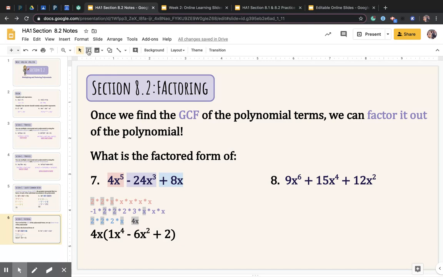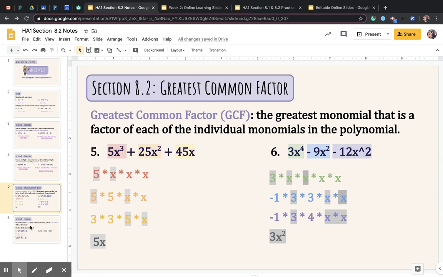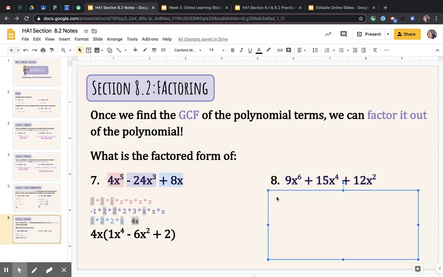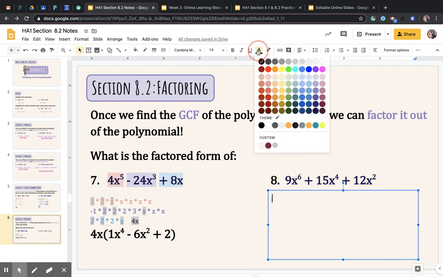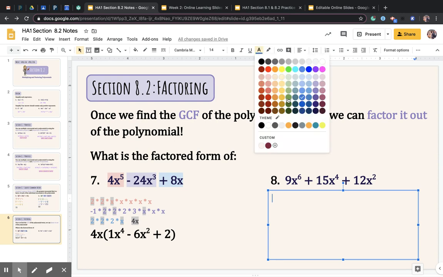So let's do one more. I'm going to add a text box. I'm going to leave it at size 14. I'm going to keep it small, so bear with me. I'm just going to use one color. I'm not going to separate everything this time. So for number 8, let's do a different color, let's do green.